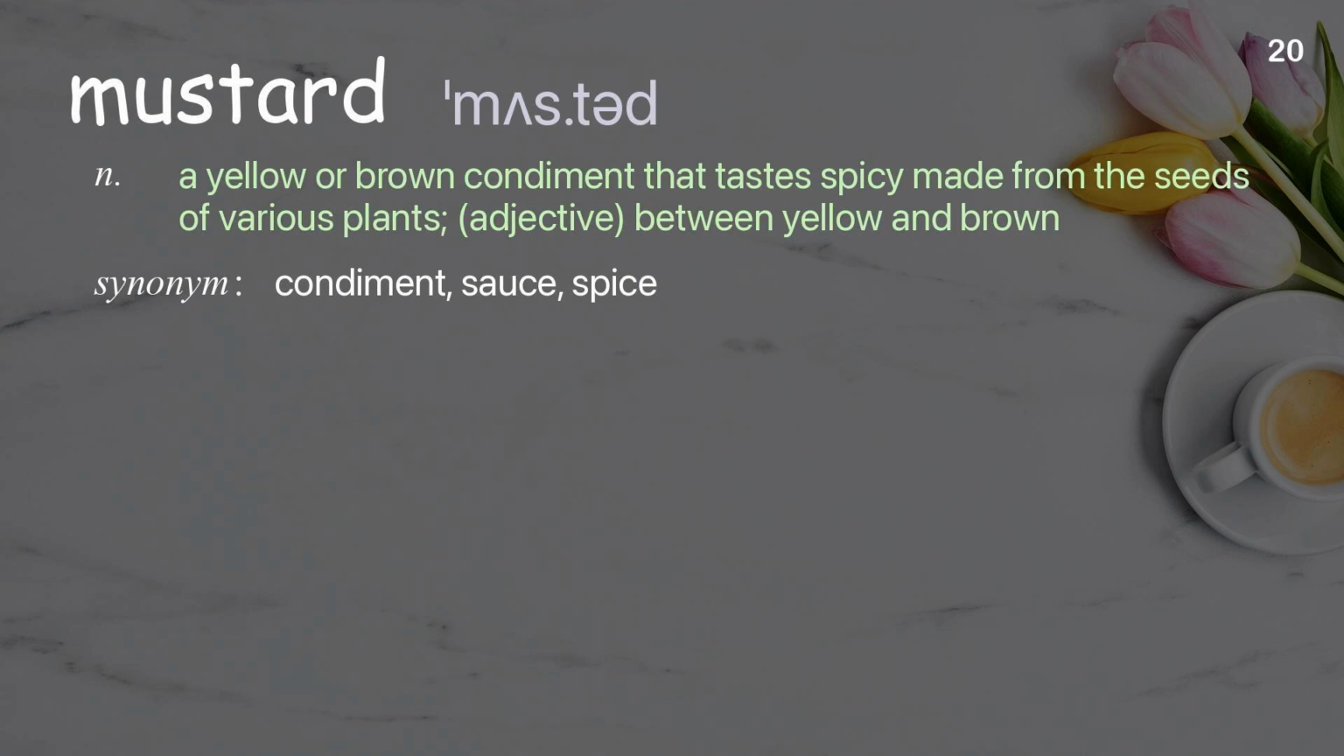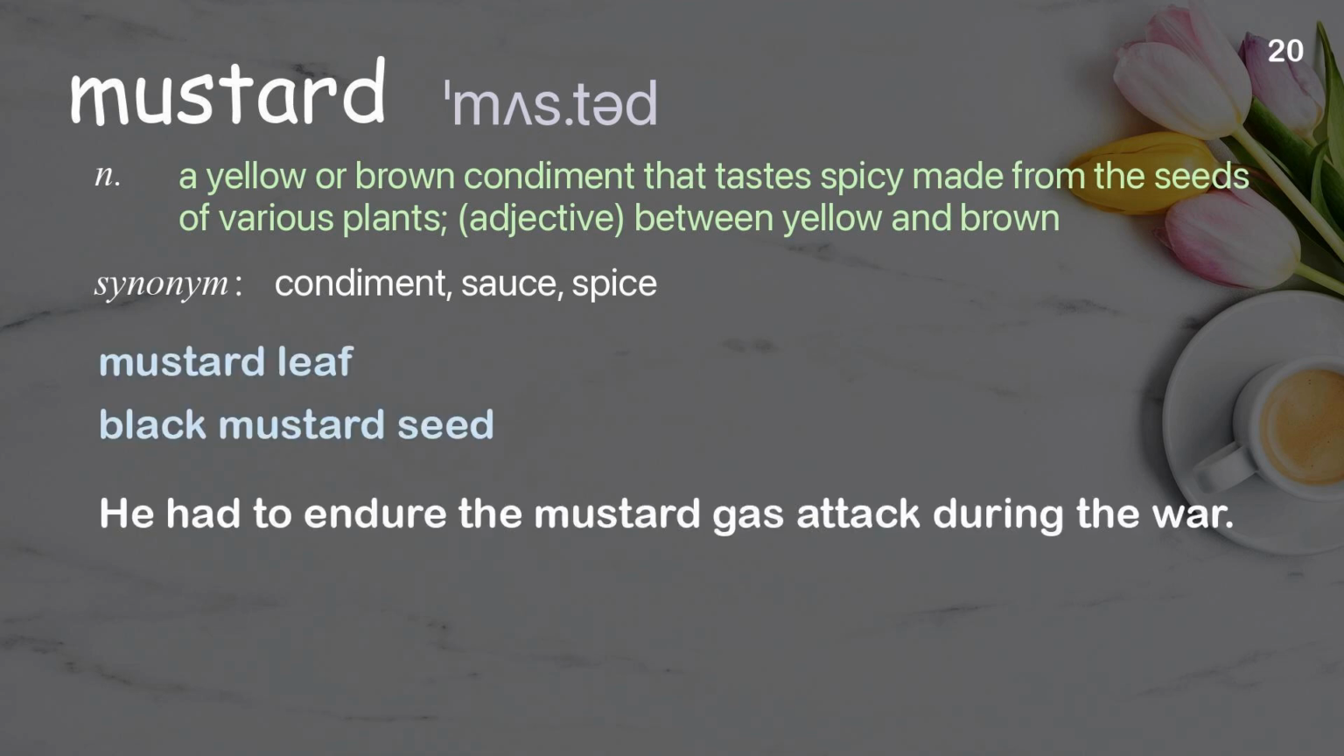Mustard. A yellow or brown condiment that tastes spicy made from the seeds of various plants. Adjective, between yellow and brown. Examples: Mustard leaf. Black mustard seed. He had to endure the mustard gas attack during the war.